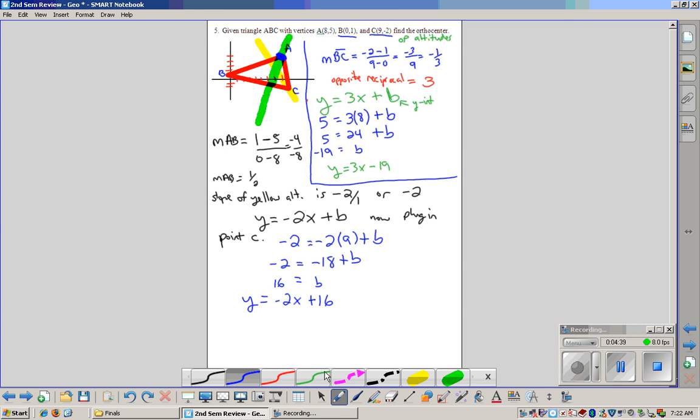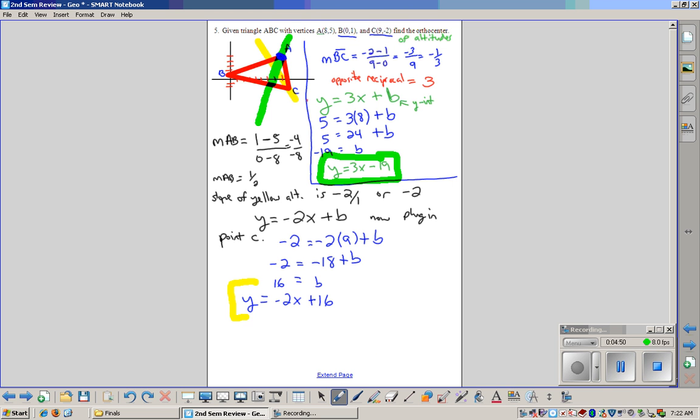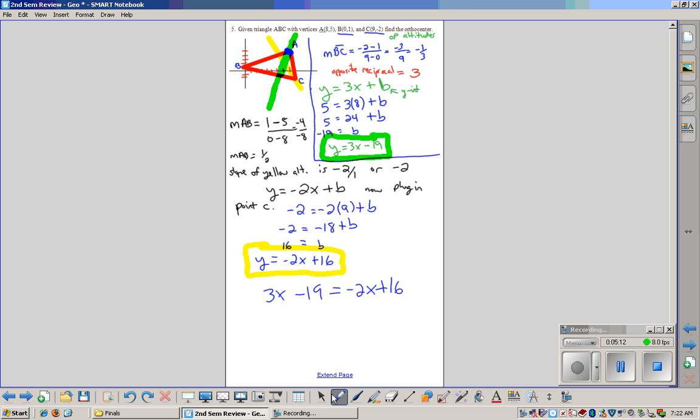Okay, so at this point we have our two equations. We have our equation for our green altitude right here, and the equation for our yellow altitude right here. The orthocenter will be where these two lines intersect. So I'm going to use substitution in order to solve the intersection of these two lines. Since they both are equal to y, we can set the other parts equal to each other. In other words, 3x minus 19 should equal negative 2x plus 16. All right? And if we solve this equation, we'll have the intersection of the two lines.